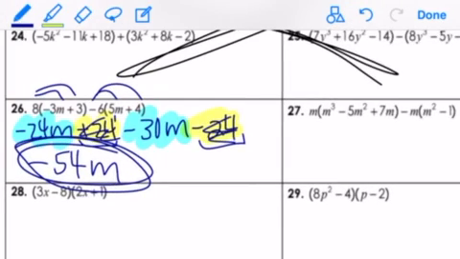Okay, and then classify it by number of terms. There's only one term here. I'm not adding anything else, so that's a monomial.